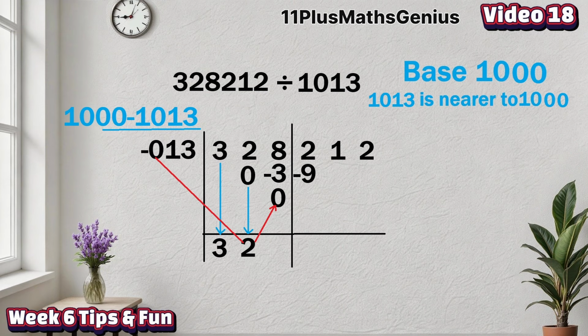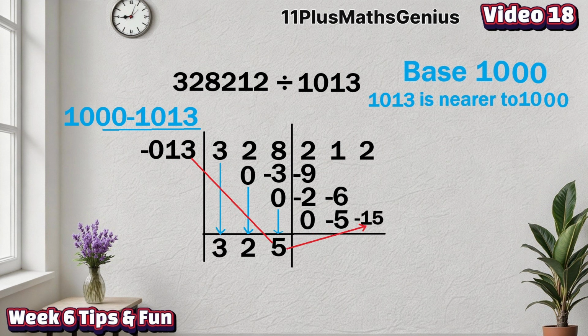2 times 0 is 0. Put under -3. -1 times 2 is -2. Put under -9. -3 times 2 is -6. We put under 1. Add the third column and we have 5. We have 0 here. -1 times 5 is -5. -3 times 5 is -15. Put it under 2. Since we do not have any more digits left, we stop here.